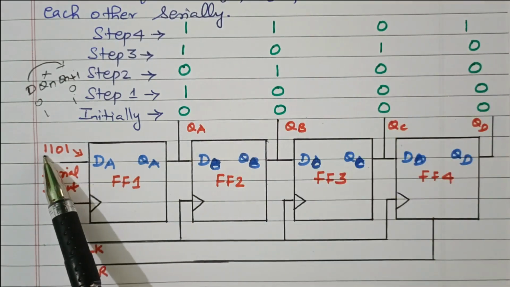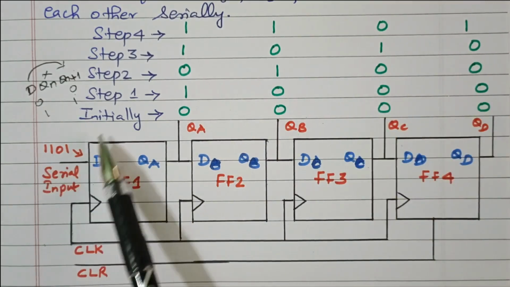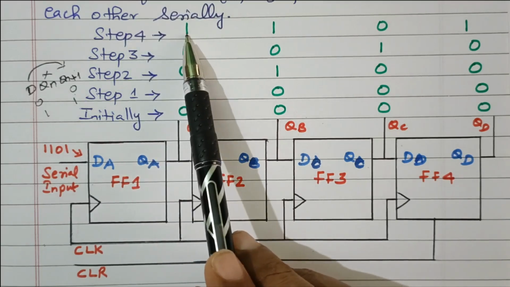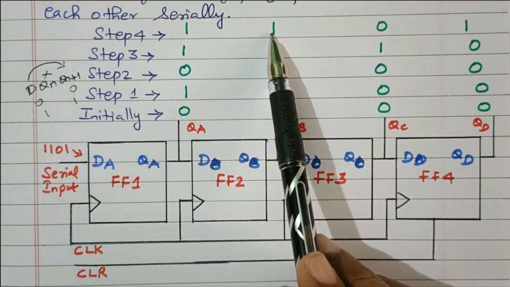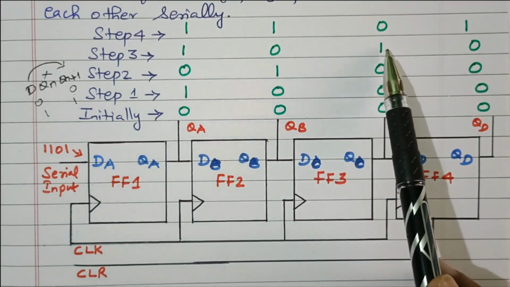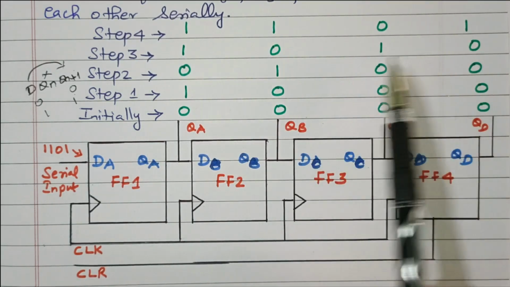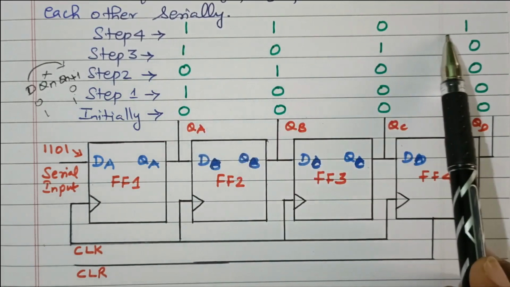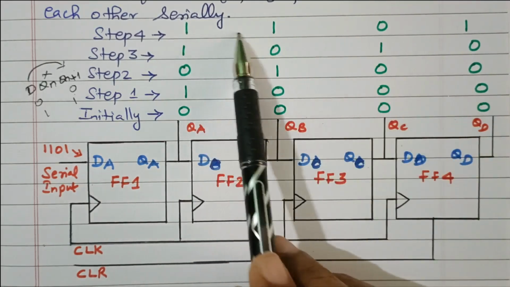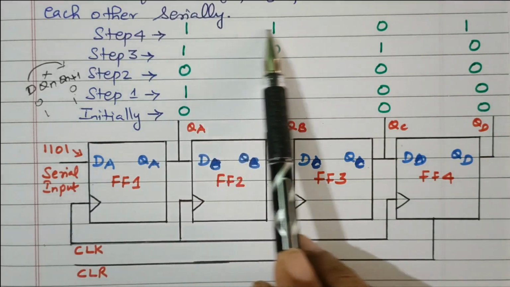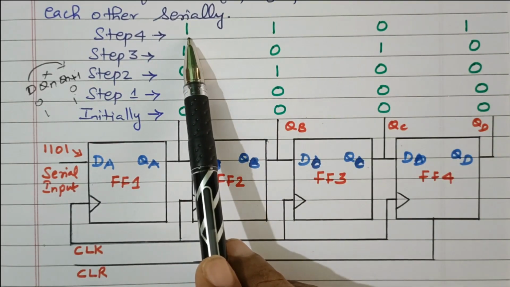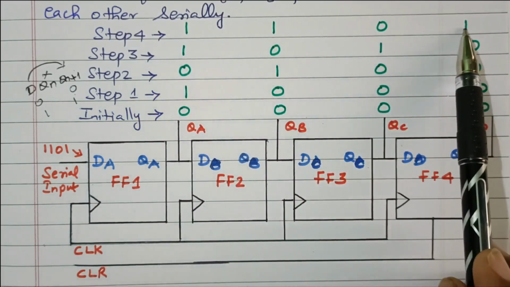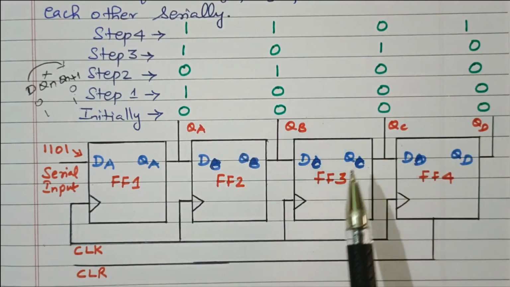In the fourth step again we are sending 1, 1 as the data. So QA becomes 1. What is available in QA goes to the next flip-flop, this 0 goes to the next flip-flop, and this 1 goes to the next flip-flop. So it becomes 1101. That is our required data 1101. So after 4 steps, the data we need to transfer is available as the output of the flip-flops.